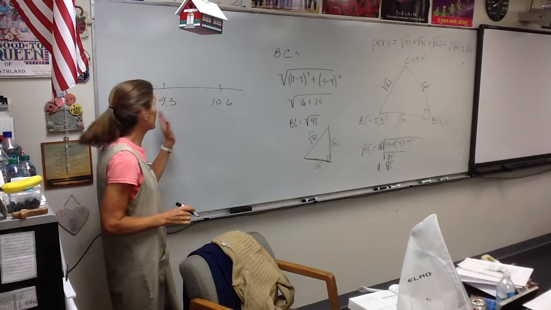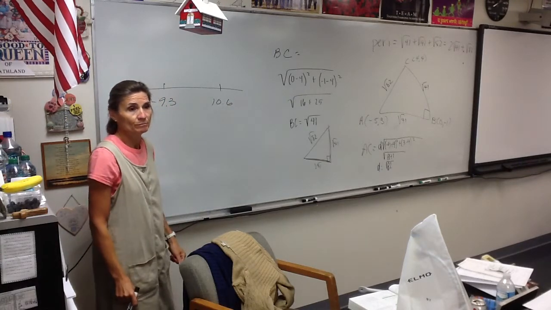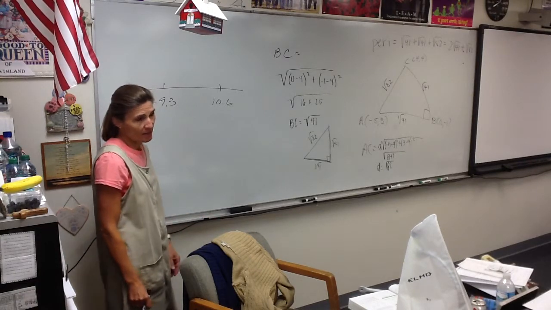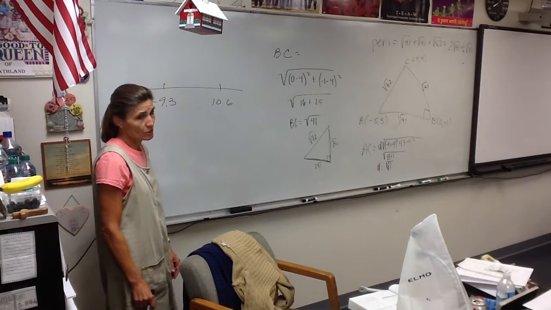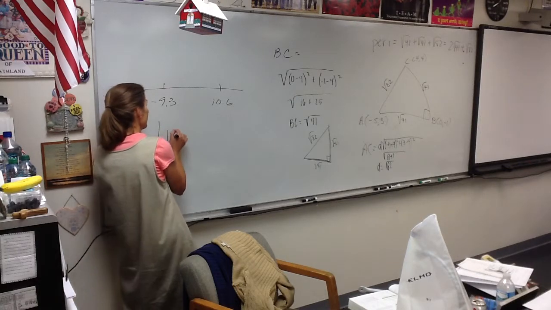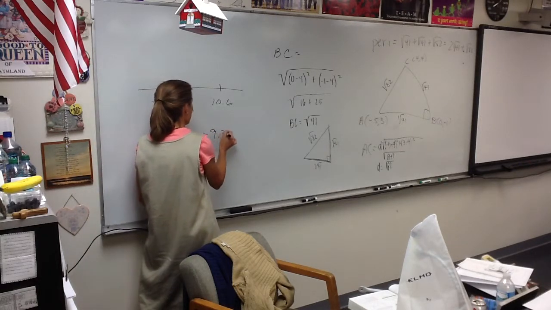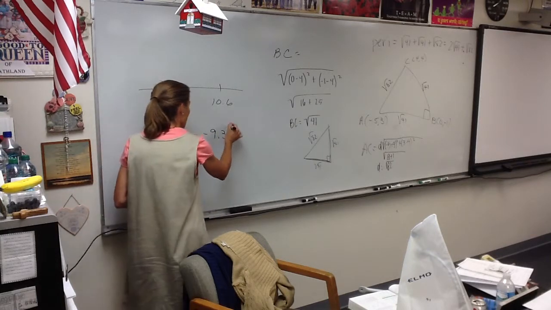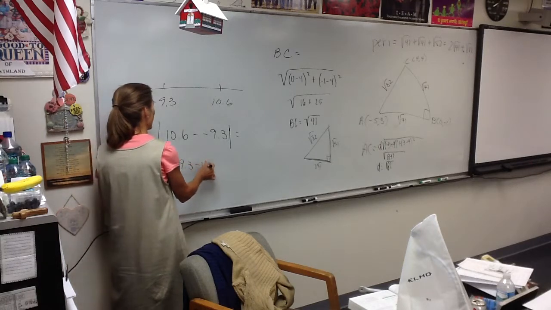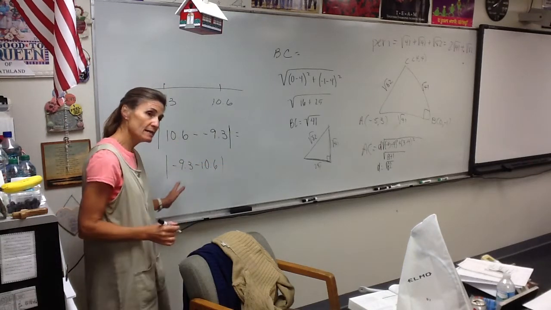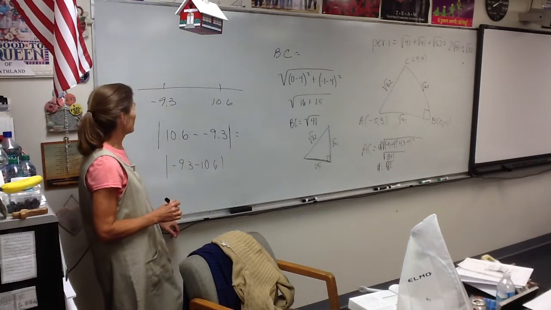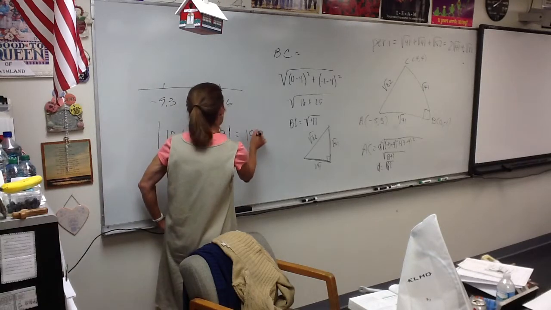So here's my number line. I want to know how far apart these are. How do I do that? Well, I could count, but there's decimals and things. That would not be fun. So what else should I do? Just subtract, yeah. So it's going to be 10.6 minus negative 9.3. I went ahead and put it in absolute value. You don't have to. The idea is we could subtract in either order. It doesn't matter which order you subtract in. You can subtract either way and come up with the distance between those. So what is it, about 19.9?